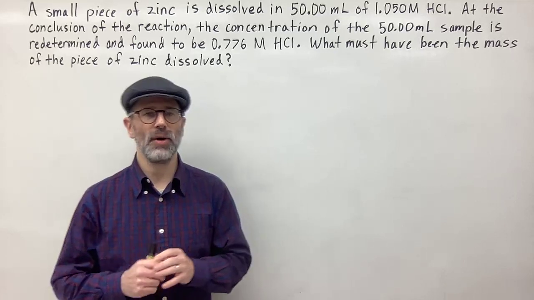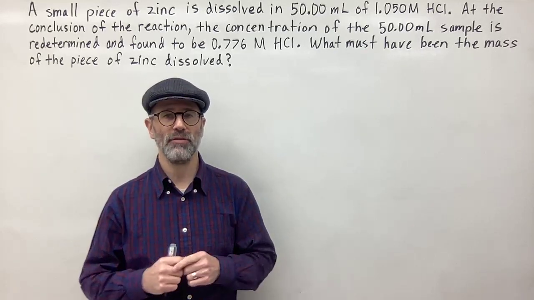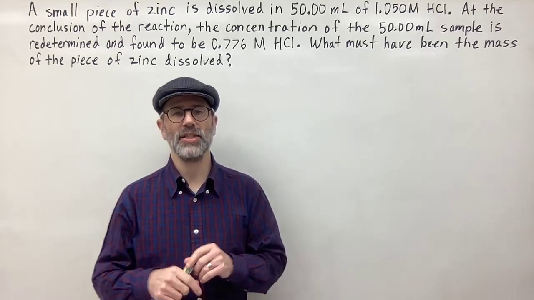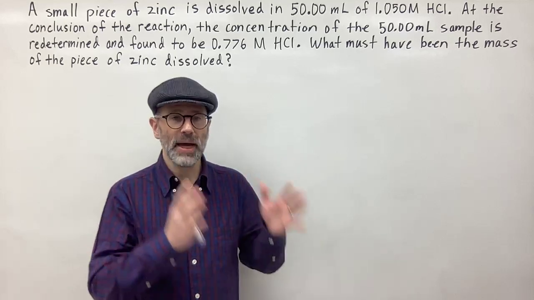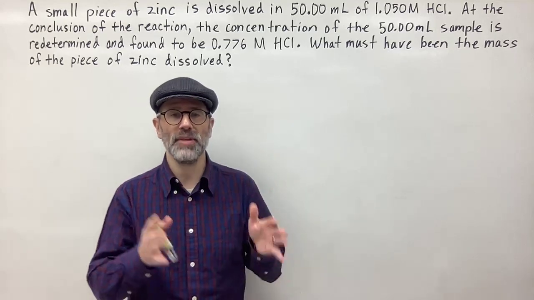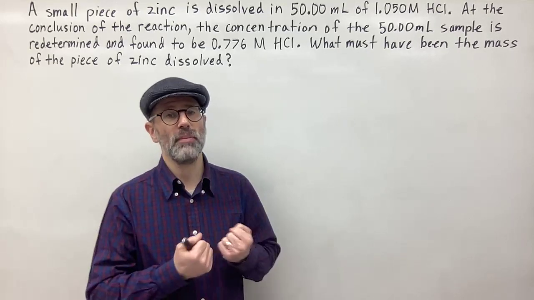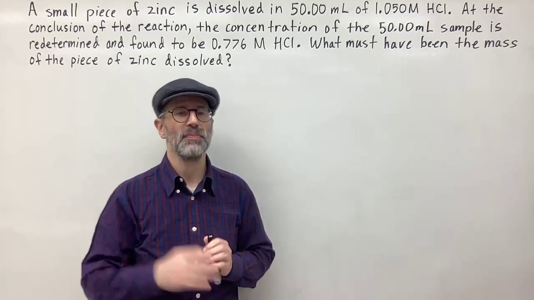So the first thing you want to think about is the difference in the molarity of the HCl, right? The difference in the molarity of the HCl is because of the reaction with the metal. So the metal has reacted with some of the HCl in the solution and therefore removed some of that HCl, and that's why you see the concentration go down.